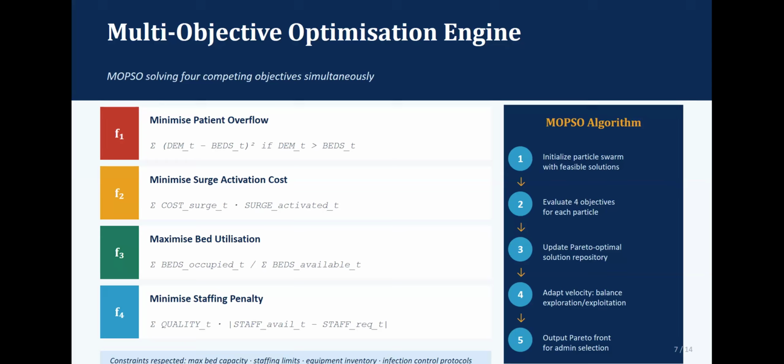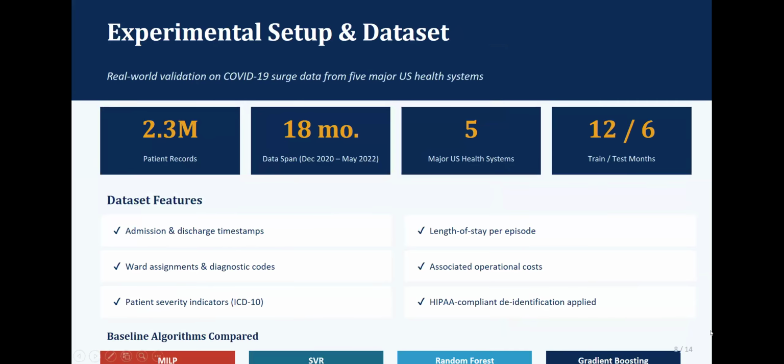Then the output will be the front for the admin selections. The experiment setup for this was taken for the US clients. As you can see, the first and the last author for this paper are from San Francisco. They were used to collect almost 2.3 million patient records.